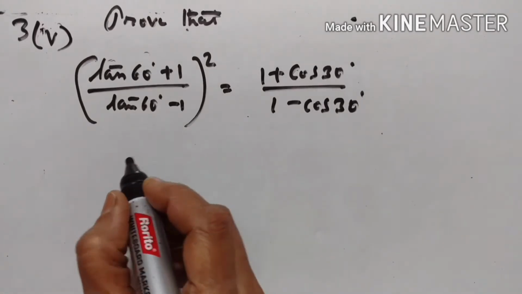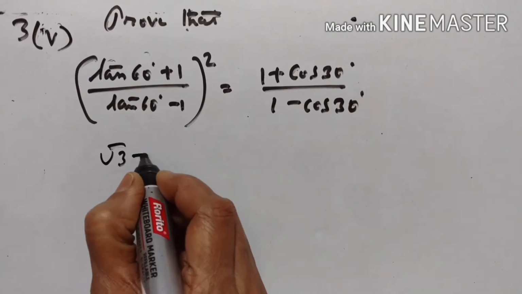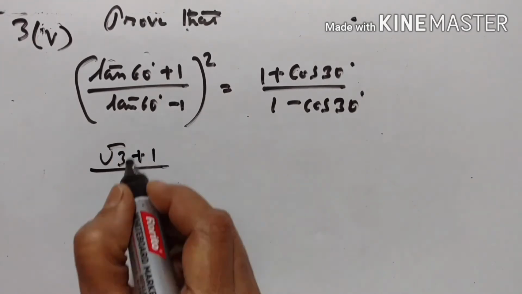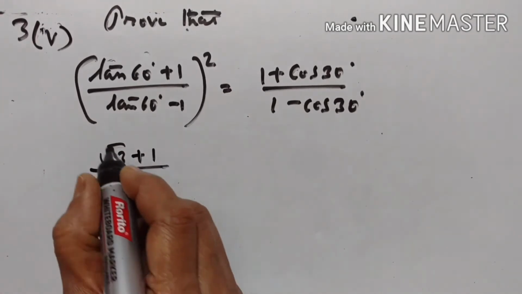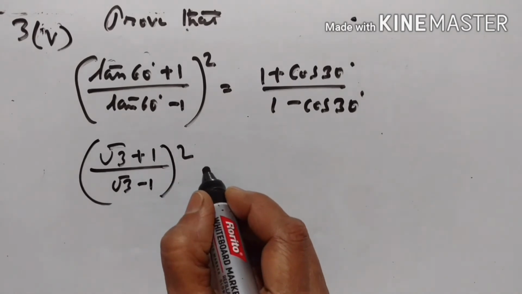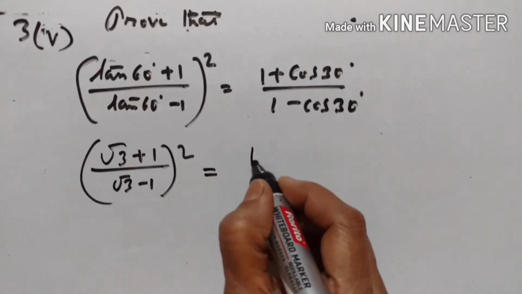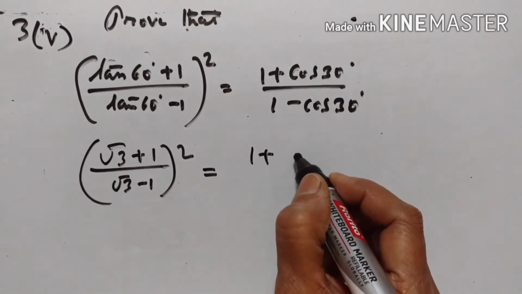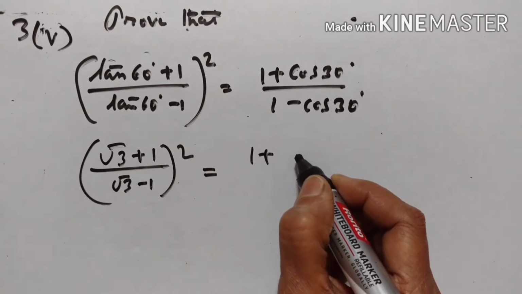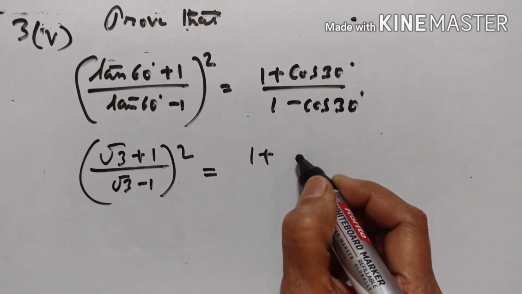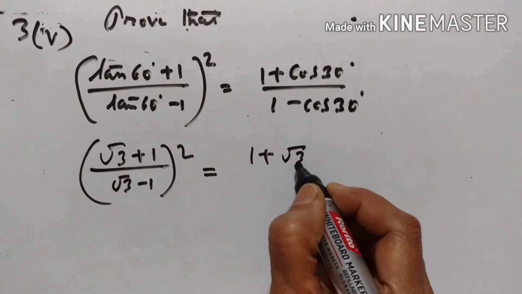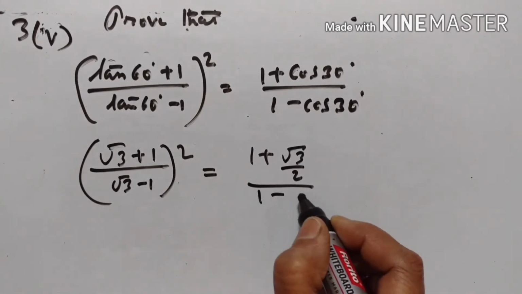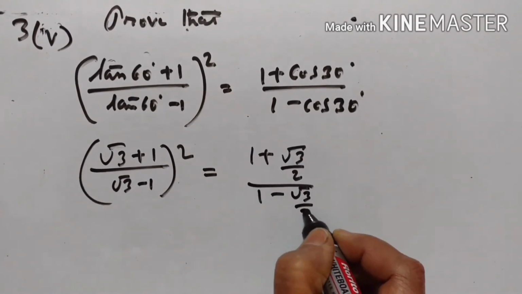Tan 60 is equal to square root of 3 plus 1 upon square root of 3 minus 1 whole square, equal to 1 plus cos 30 upon 1 minus cos 30. Cos 30 is equal to square root of 3 upon 2. So it is 1 plus square root of 3 upon 2 upon 1 minus square root of 3 upon 2.